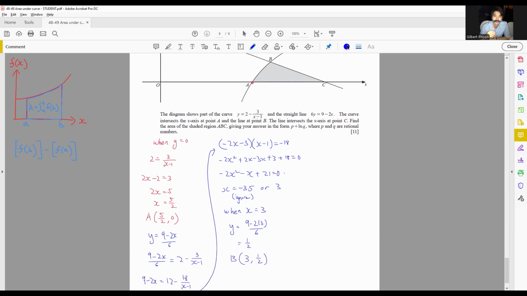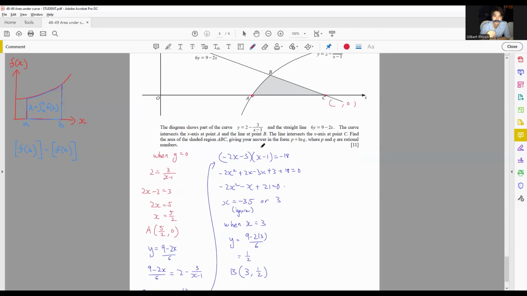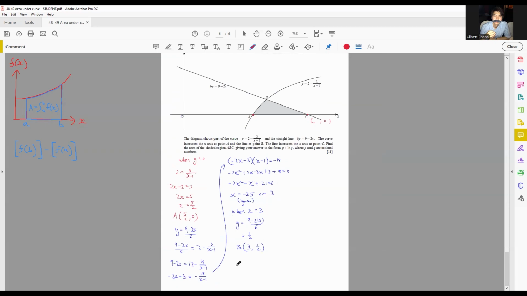And lastly, we're going to find the coordinates for C. For the coordinates of C, that's when y equals 0, right? So 0 equals 9 minus 2x. 2x equals 9. x equals 9 over 2. In other words, the coordinates for C is going to be 9 over 2 and 0.